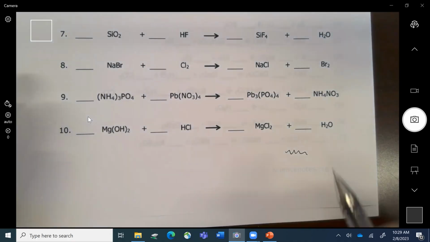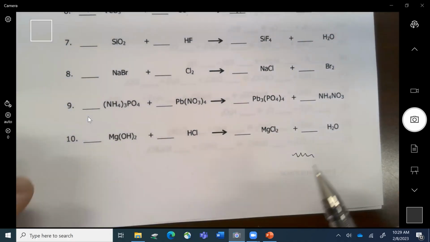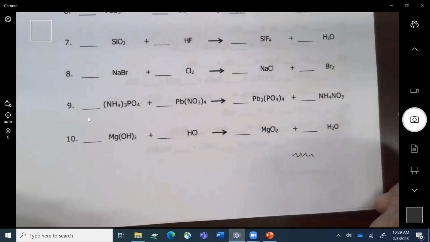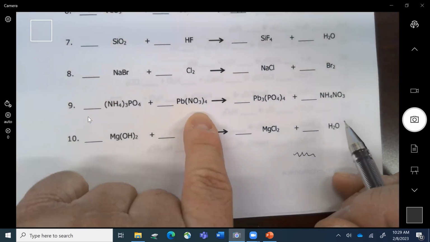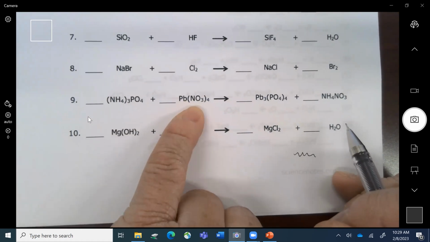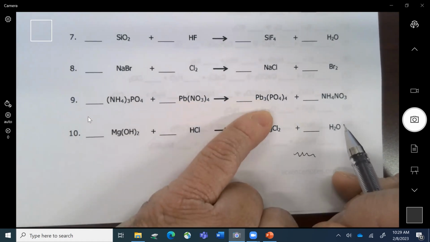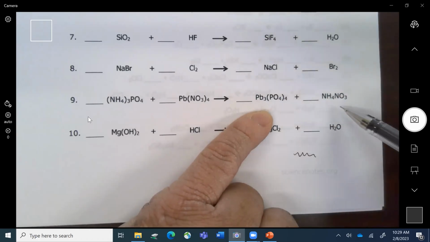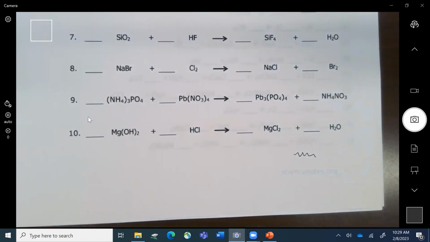All right. So number 9, let's go ahead and go over this. This one is plumb full of polyatomic ions. We have ammonium phosphate, lead nitrate, I guess more specifically lead 4 nitrate. Then this is 3, 4. This is lead 4 phosphate, and this is ammonium nitrate, okay, over here.